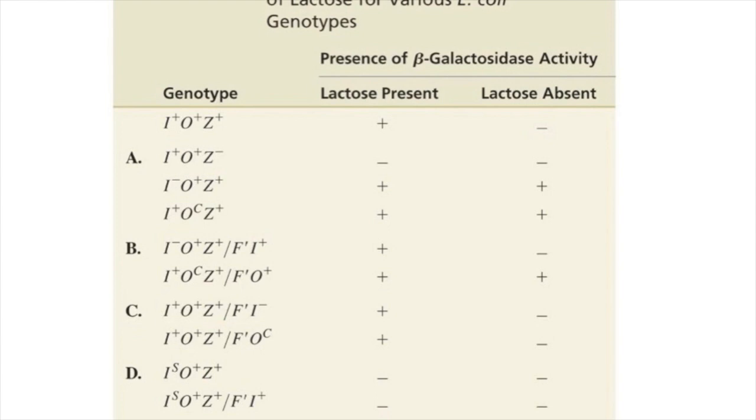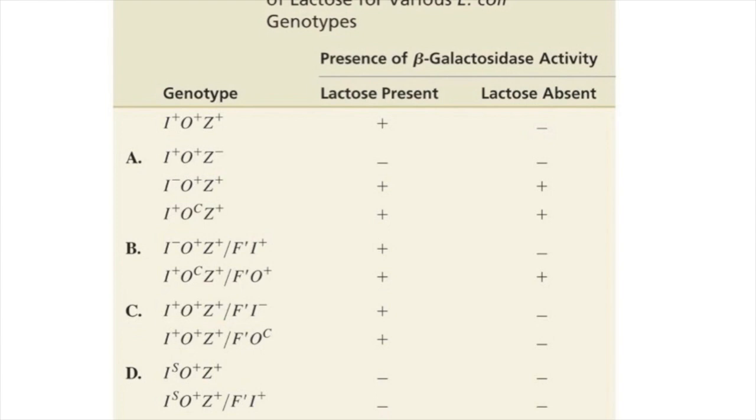So we have I plus O superscript C, a mutant operator, and a wild type LAC-Z gene, and then slash F prime O plus. What that means is on the F factor, there's a functional copy of the operator. So it's not over by the ZYA genes, it's over on the F factor. So is it okay to have a functional operator within the cell if it's not near the ZYA genes?